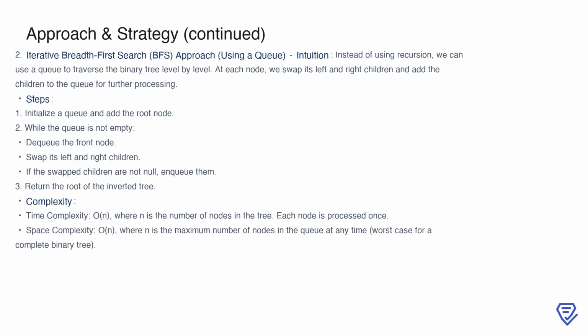Another approach to solve this problem is the iterative breadth-first search using a queue. Instead of recursion, we use a queue to traverse the tree level by level. This method is particularly useful if we want to avoid the potential stack overflow issues associated with deep recursion.